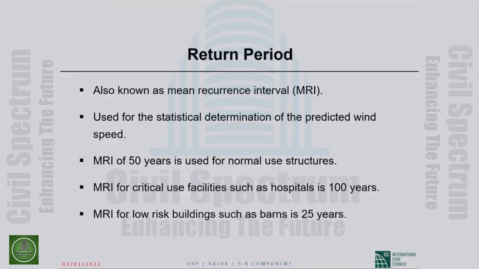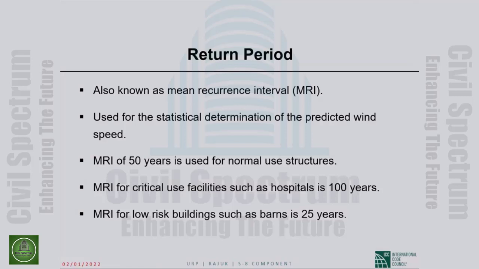Okay. Now the return period that I have been mentioning, that we design structures for 50-year return period. The return period is also known as mean recurrence interval. That is neither here nor there, just so that you know, because you see that term quite often. Used for statistical determination of the predicted wind speed.